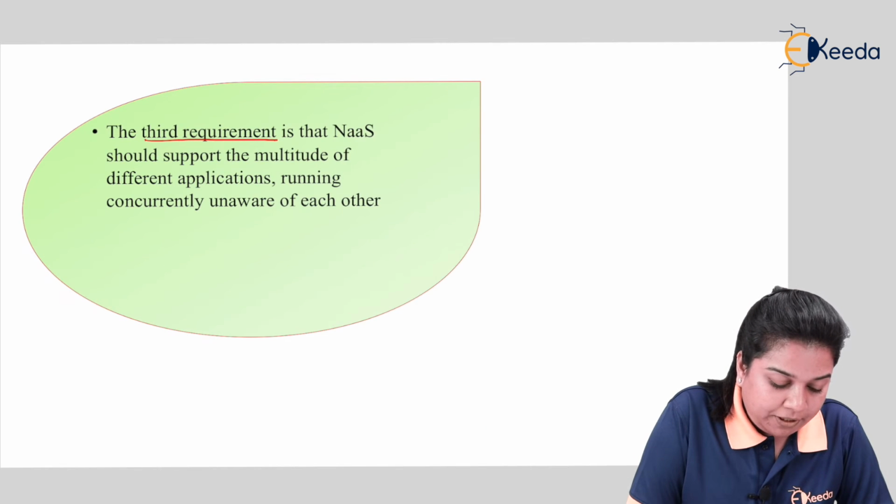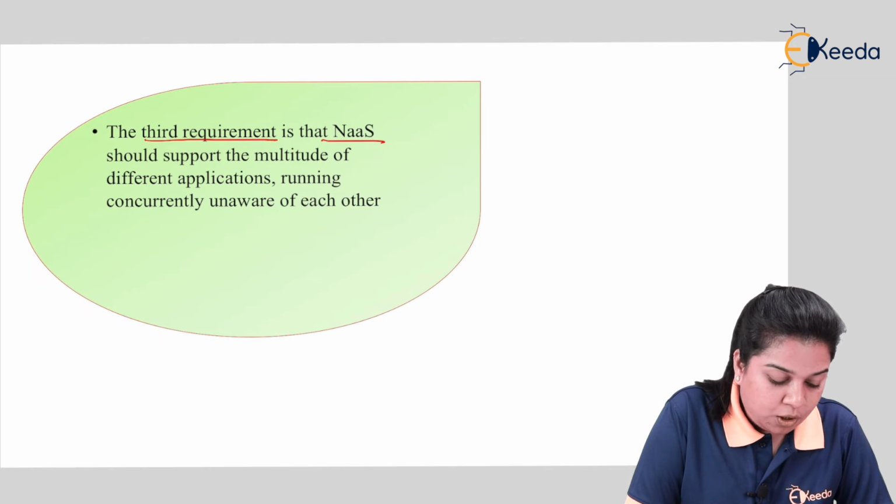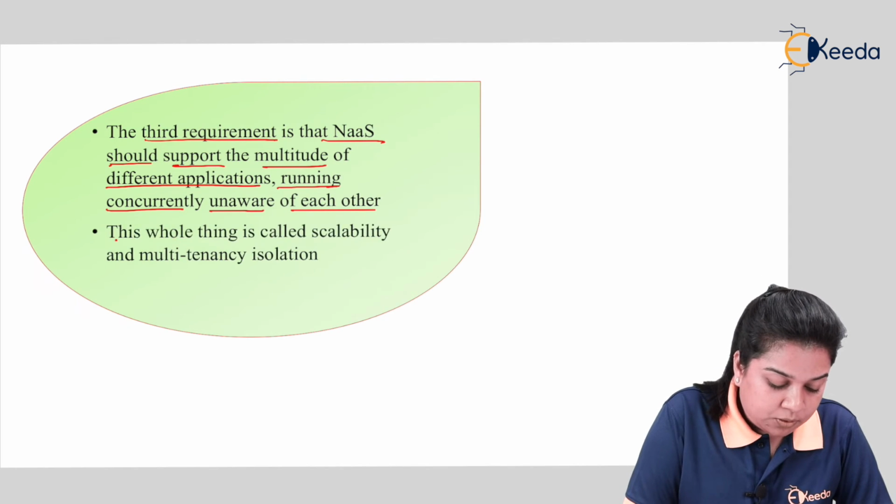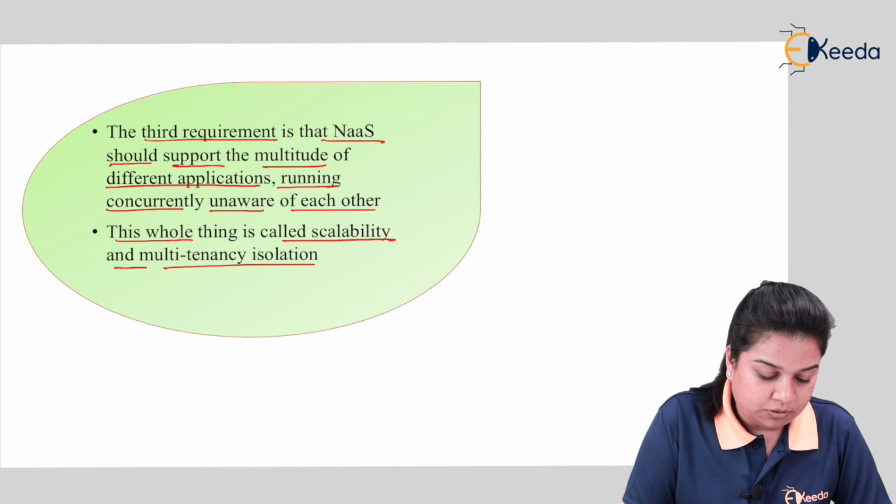The third requirement is the network as a service should support the multitude of different applications running concurrently, unaware of each other. This whole thing is called scalability and multi-tenancy isolation.